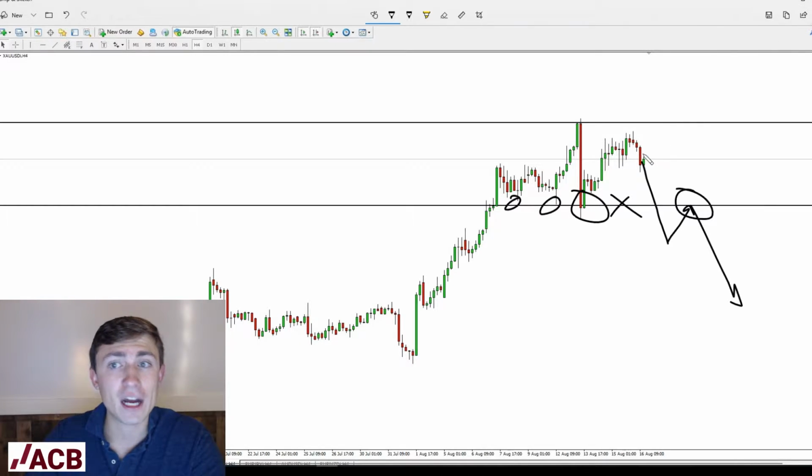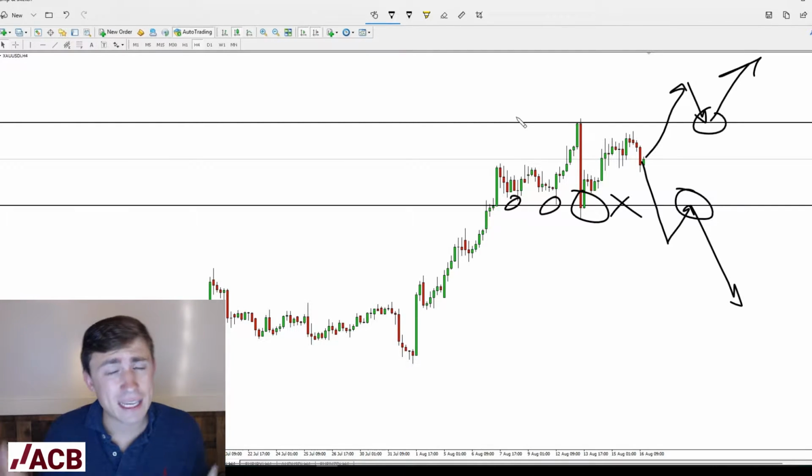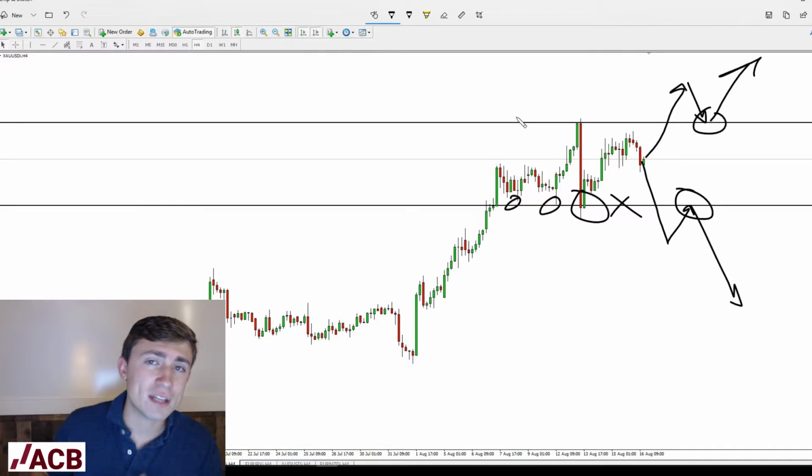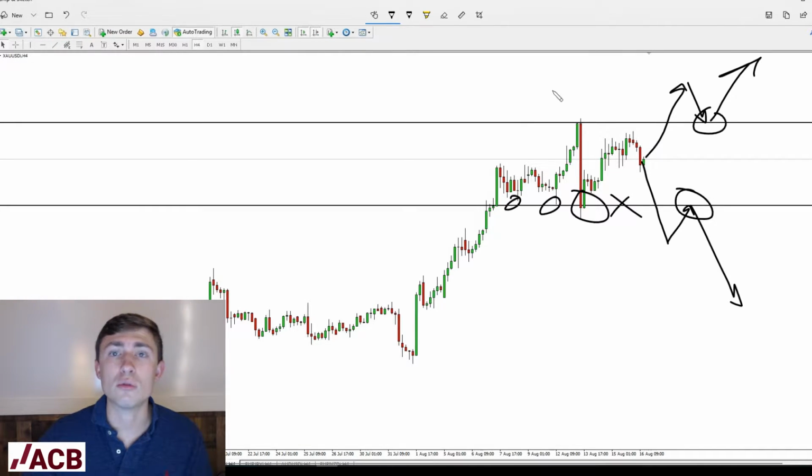Now, the same applies on the top, right? If we do break that structure, we retest, we could see a continuation of this trend. I mention every time about gold that gold is one of those things that just can keep trending. So we want to be careful here about trying to fade the move on gold until we see some sort of evidence of a potential reversal.